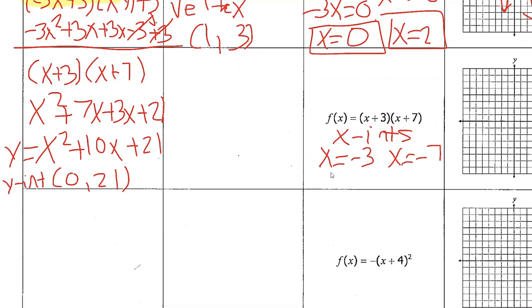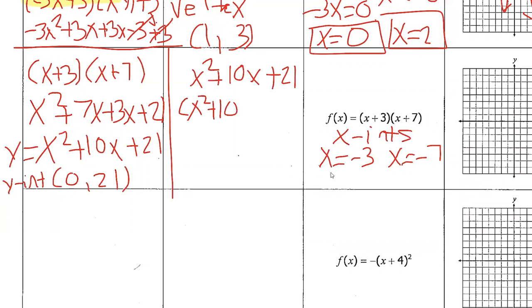So now we've got to get our vertex form. We're going to write the standard form and complete the square. This one doesn't have a coefficient, which is nice. So it'd be x squared plus 10x. Leave a little bit of space. The plus 21 stays on the outside. So 10 divided by 2 squared, well, that would be 5 squared or 25.